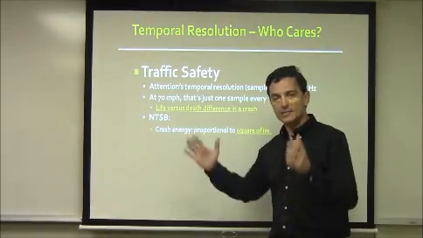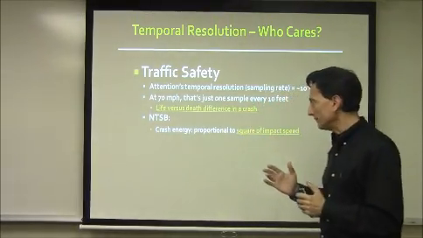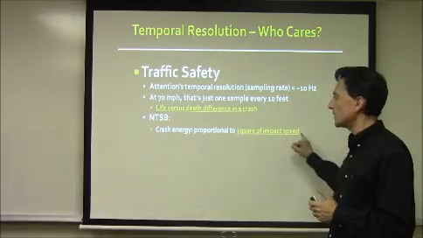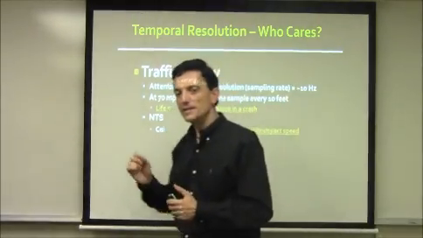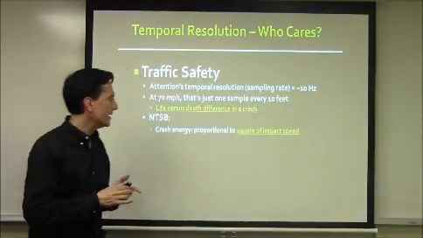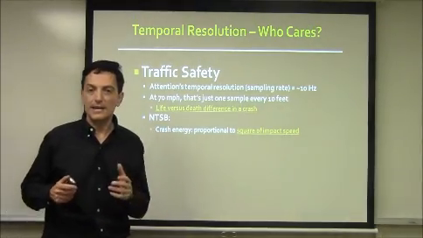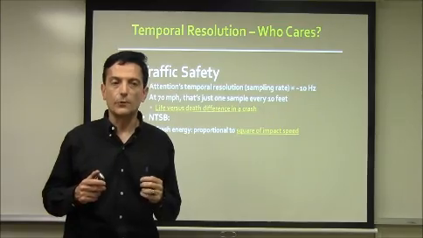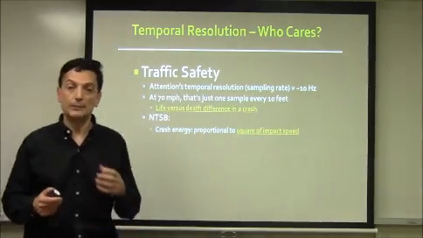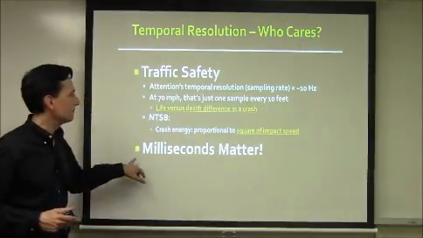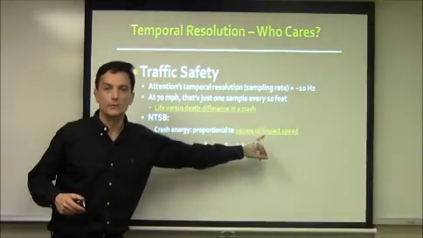Crash energy, when two objects are colliding, is proportional to the square of impact speed. Okay? So just a small change in impact speed has a relatively large effect on crash energy. That has very clear implications for how badly you're going to be injured and how much property damage you're going to do. In short, milliseconds matter because of this squaring relationship.